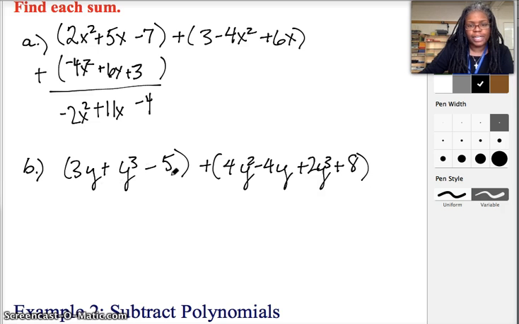All right, so here I've got a number of terms. Again, since I'm adding it, there's really nothing that happens here that changes. So I'm going to simply be adding 3y plus y to the third power minus 5.